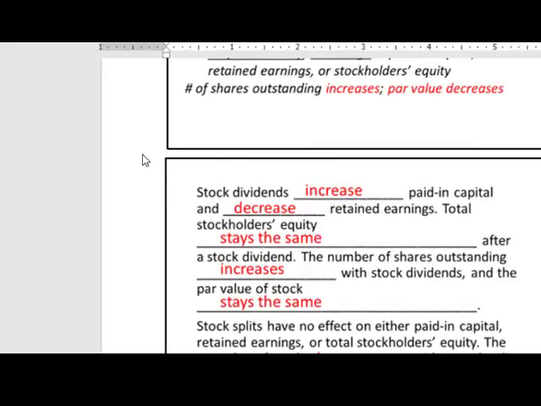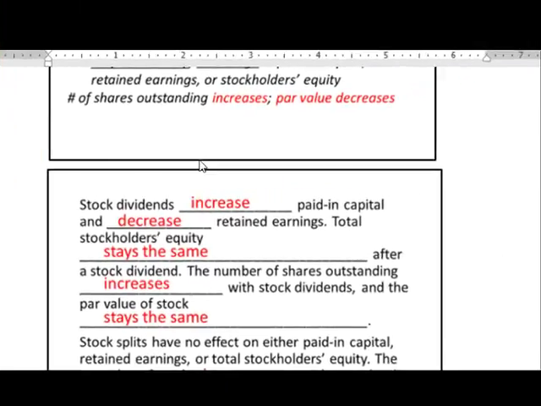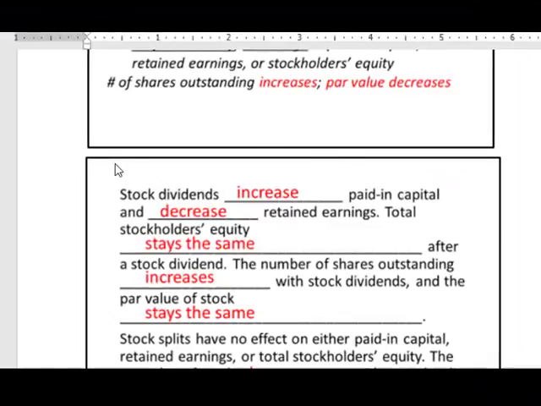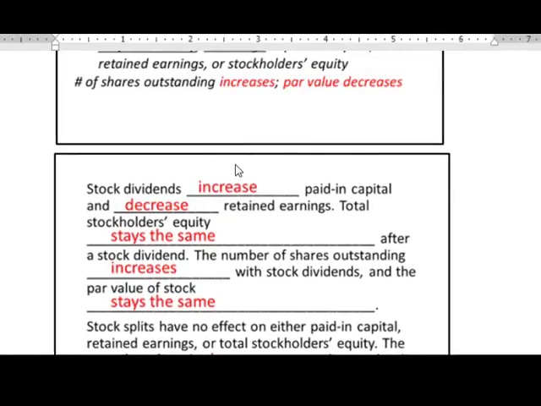Going back to stock dividends to begin with, stock dividends increase the dollar amount of paid-in capital, and paid-in capital includes both common stock and paid-in capital in excess of par, plus preferred stock if there is any in the company. So that gets increased with stock dividends, but the retained earnings account decreases. And so we're basically just shifting money from retained earnings into the paid-in capital section. And therefore, total stockholders' equity remains the same after a stock dividend.